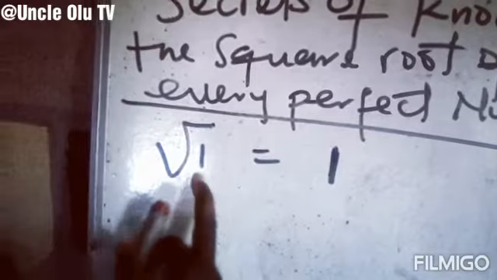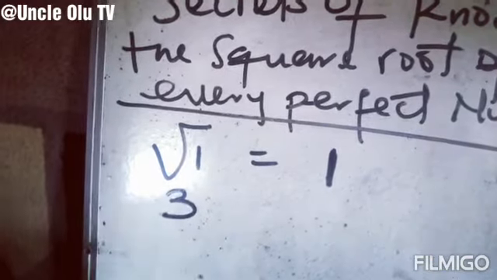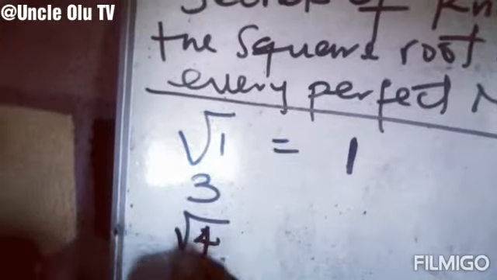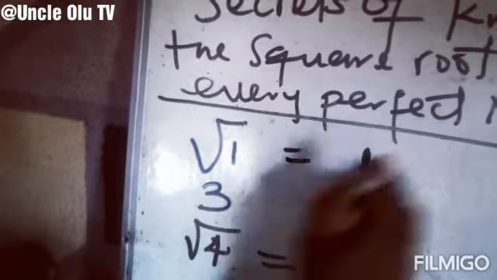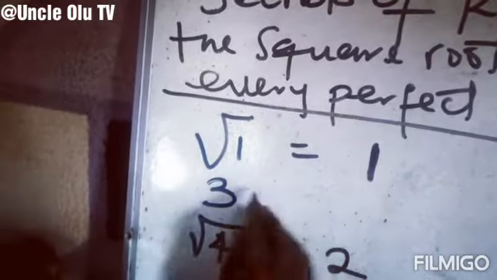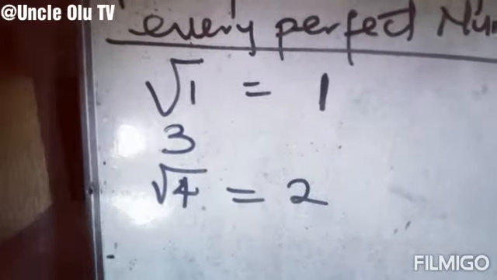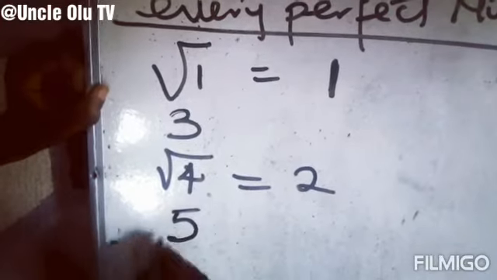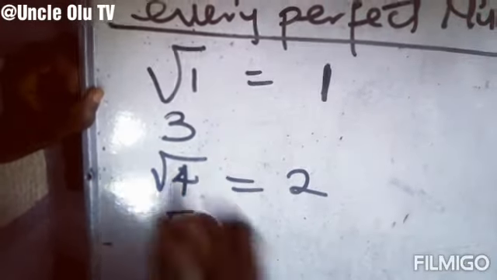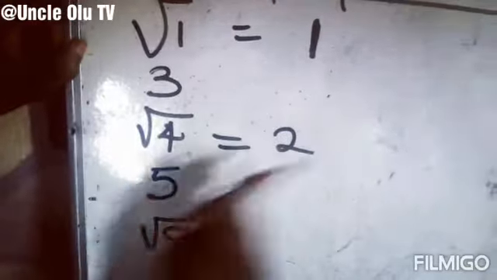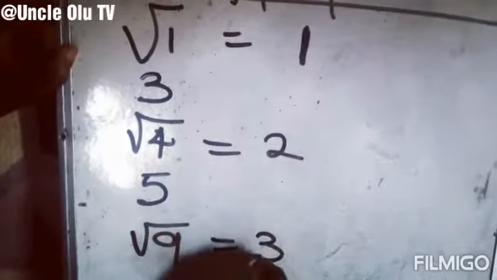The odd number that follows 1 is 3. Are you getting it? 3 plus 1, 4. 3 minus 1, 2. We'll be subtracting this. After 3, what is the next odd number? 5. 5 plus 4, 9. So 5 minus 2, 3.